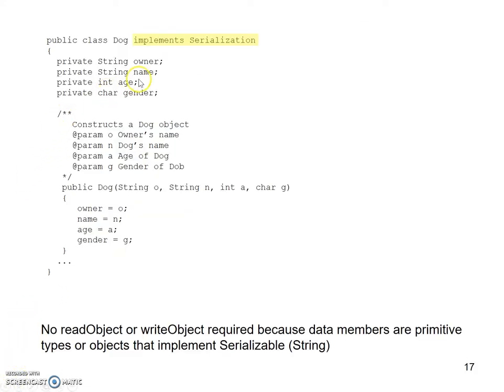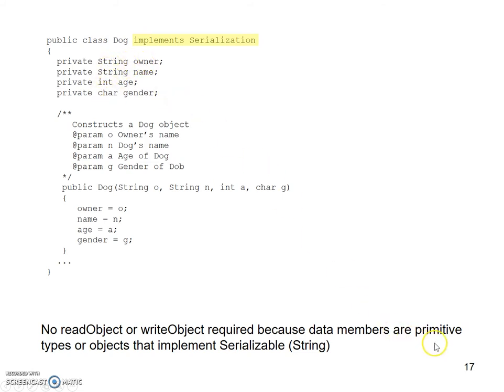Here's a really simple example. I've got a class called dog which implements serialization, and here are all the members that I would be storing for this particular object of dog. Notice that I have a string, an integer, and a character.